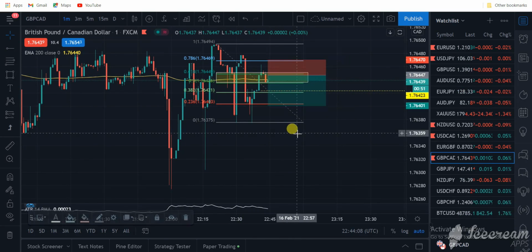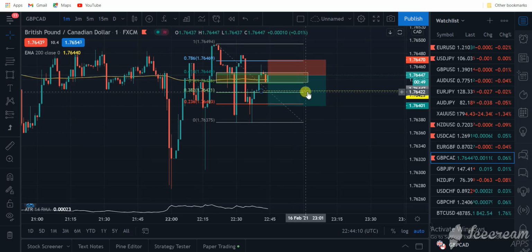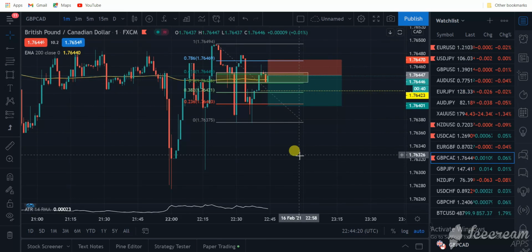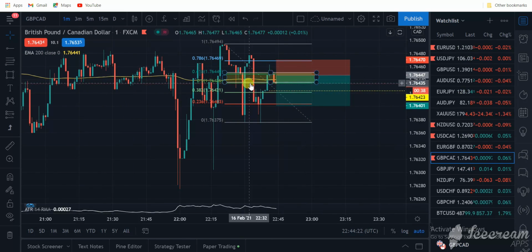So let's see the result of this trade and see if we end up winning this trade. So guys, the price is moving into a drawdown, so let's see. All right, okay, the price is moving in profits, so let's wait and see the result of this trade.